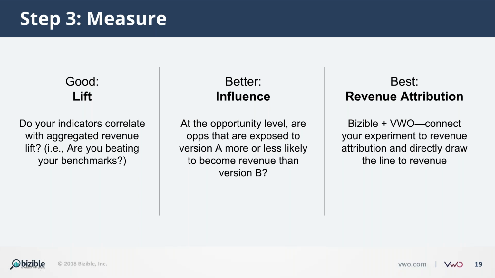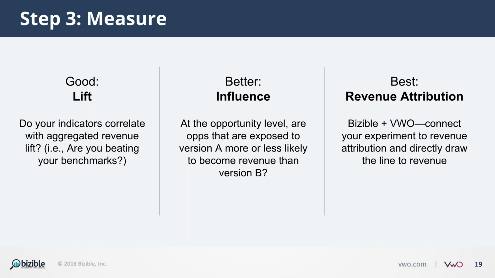Two, the better measurement, is influence, and this is the measurement of the last maybe 10, 15 years. This analysis is usually done at the opportunity level. And it's asking the question, are opportunities that are exposed to version A more or less likely to become customers than the other version, so version B or C or however many other versions you're doing? And this is like, was there a touch at any point in that deal?